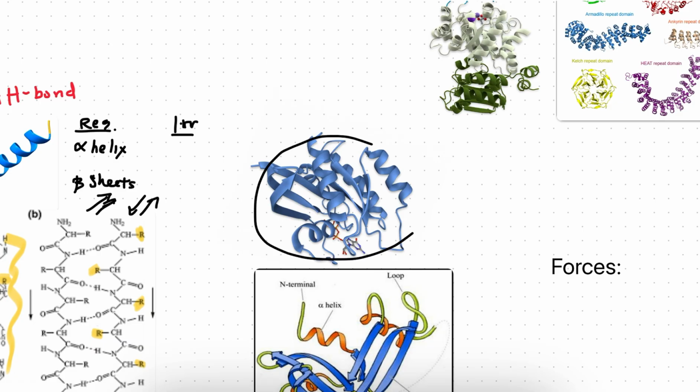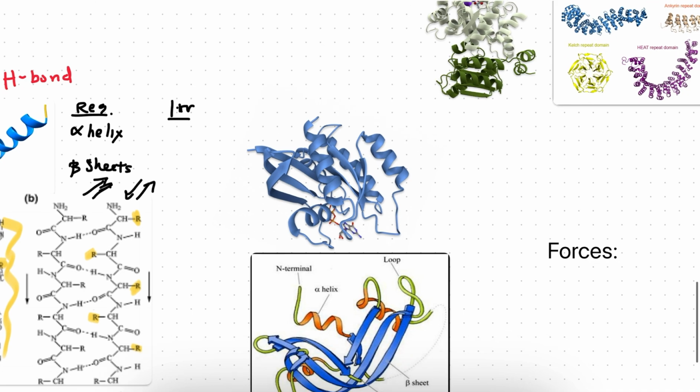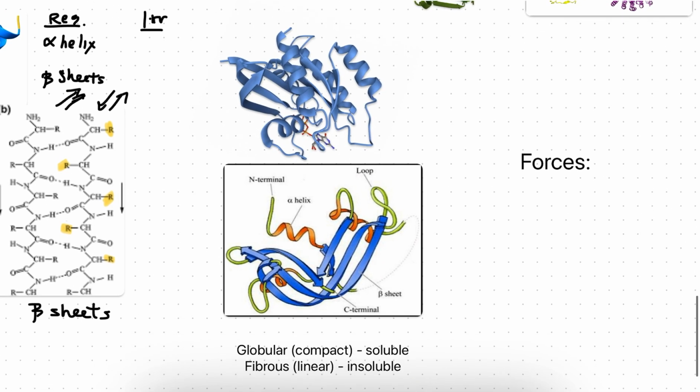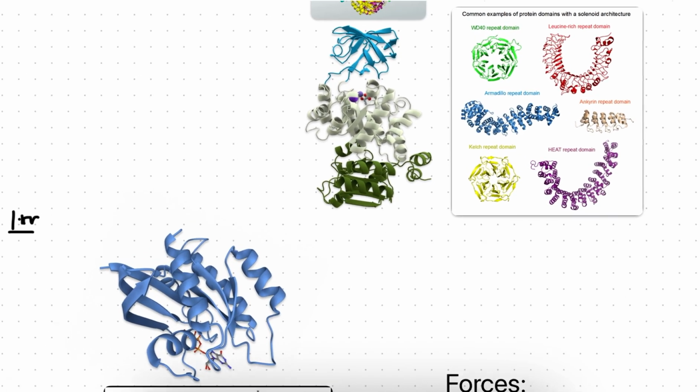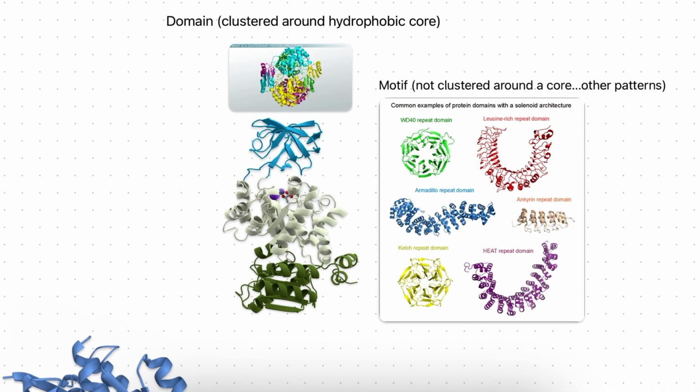But if you do see a compact structure that seems to have a core, then you can know it's a globular tertiary structure. So this is compact and soluble, whereas if you see something more linear, it's a fibrous tertiary structure that is insoluble.